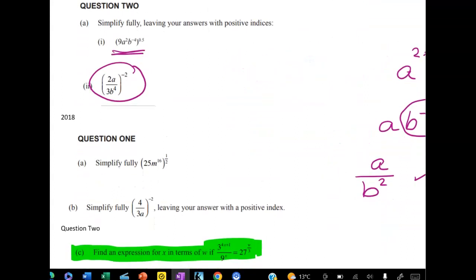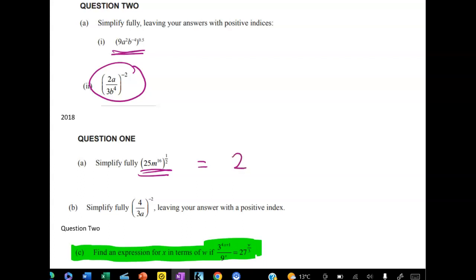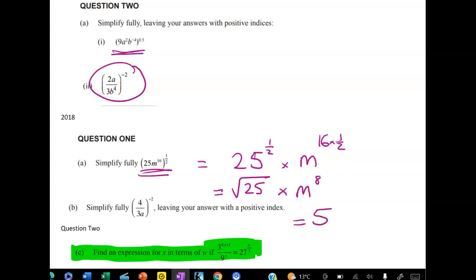Okay, 2018 paper, there were quite a few in here. The first one was to simplify this. So this is equal to, I'll go really slowly, 25 to the power of 1/2 times m to the power of 16 times 1/2. Now, anything to the power of 1/2 is the same as the square root of that number. So it's the square root of 25 times m to the power of 8, which gives me 5m to the power of 8.